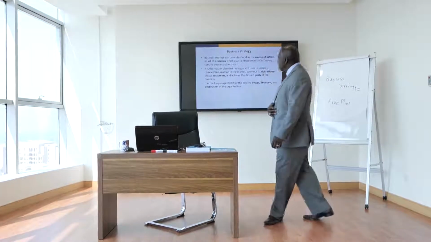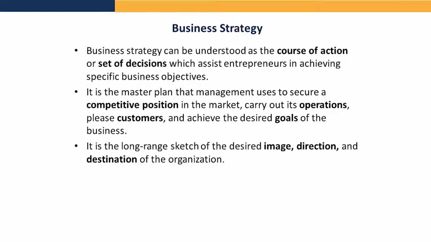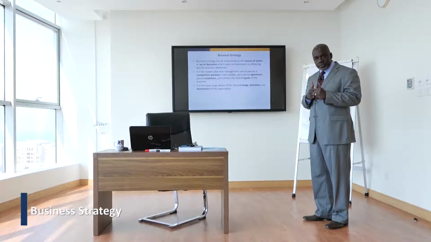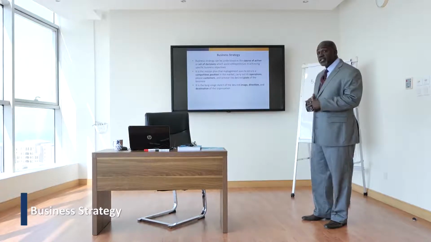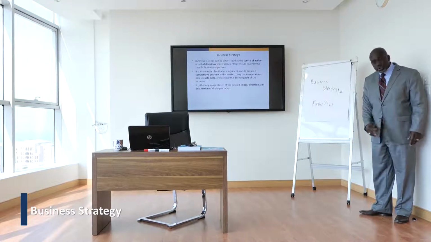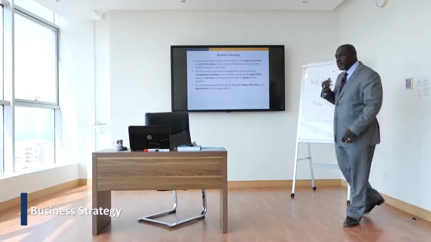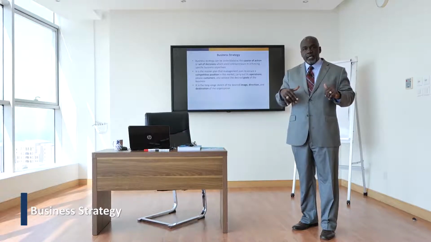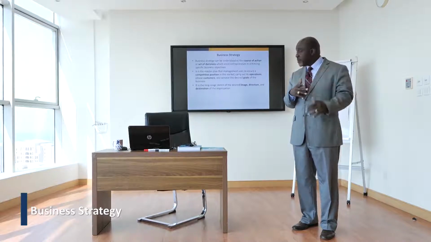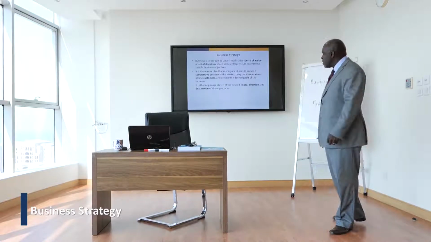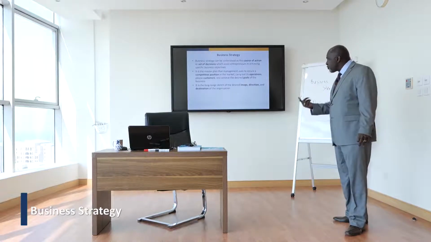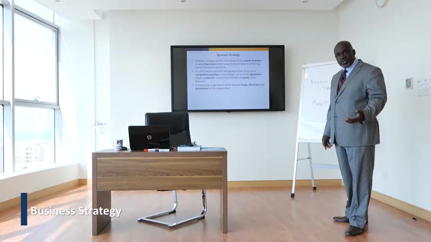Well, it can best be understood as simply a set of decisions which assists the organization or the leaders to achieve its business objectives. So business strategy is number 1, a set of decisions. Number 2, it's essentially a master plan. It's a master plan in terms of overall how the organization is going to operate. And we'll see in a second the components of the business strategy. So number 2, it's a master strategy. Number 3, it's a long-term stretch of a desired image, direction, and destination of the organization.